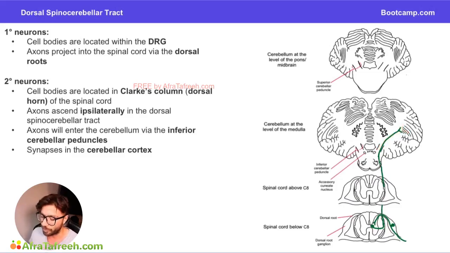And you can see on our diagram we have spinal segments. This one is going to be above C8, so this will likely be carrying information from the cuneocerebellar pathway, and this one is going to be below C8.